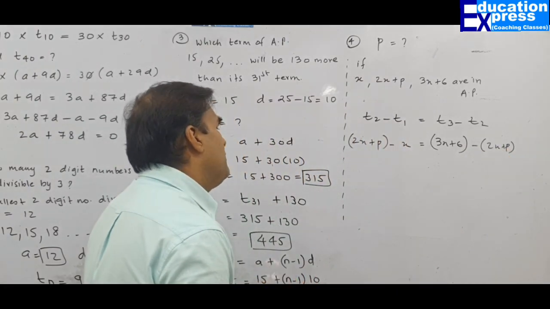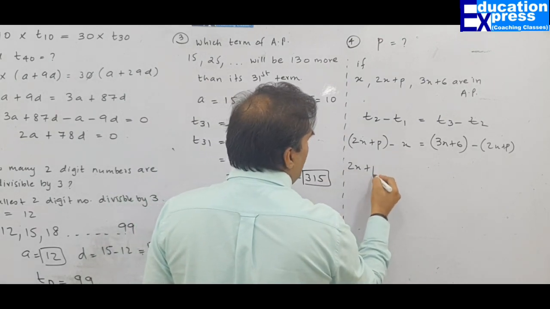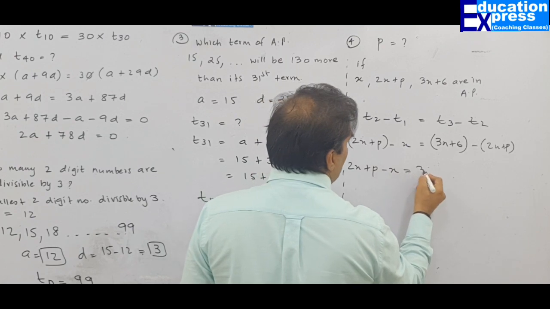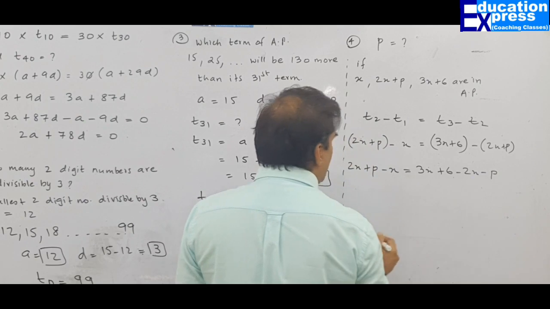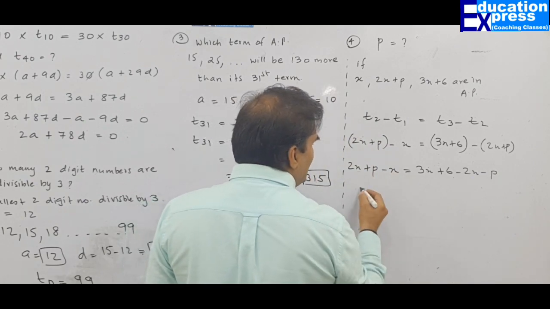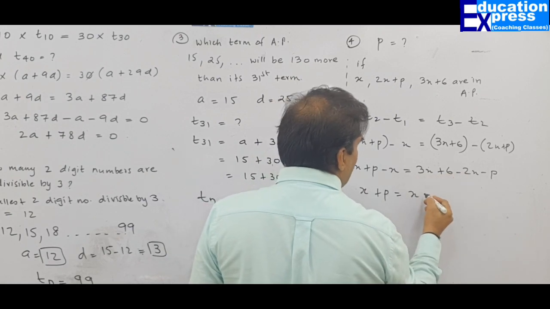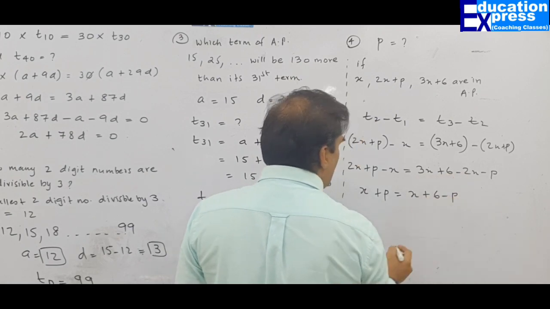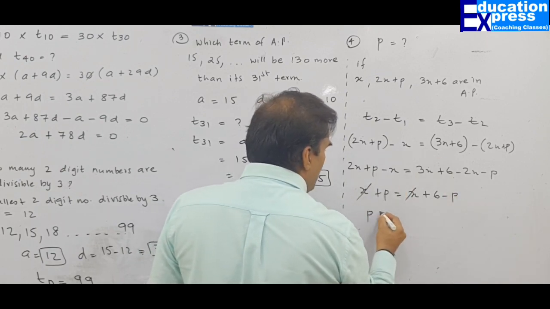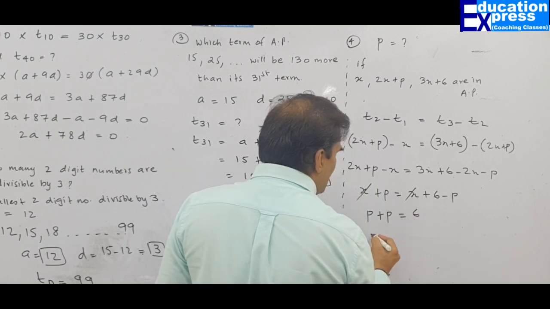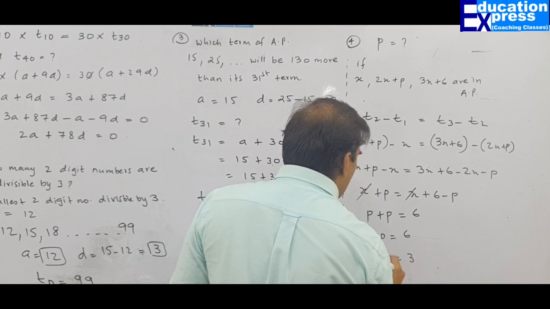Mind you guys, please make sure that you are making appropriate use of brackets. 2x plus P minus x equals 3x plus 6 minus 2x minus P. 2x minus x, x plus P. 3x minus 2x, x plus 6 minus P. x gets cancelled. Minus P comes on this side. P plus P equals 6. 2P equals 6. Therefore, P equals 3.